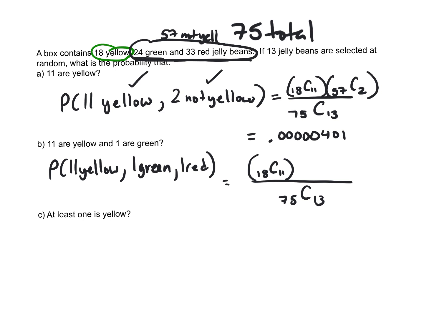But now we don't want 2 to be from some generic not yellow pool. We want them actually to be green and red. So we want 1 of the green, 24 choose 1, and then 1 from the red, which is 33 choose 1. You can notice they all add up: 13 is 11, 1, and 1, and 18, 24, and 33 add up to 75. This probability is going to be smaller because you're more specific about what happens with those last 2. I did figure this out, and it's 0.000000199. It's about half as likely when you actually specify what those last 2 have to be.